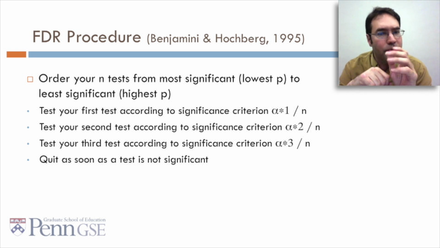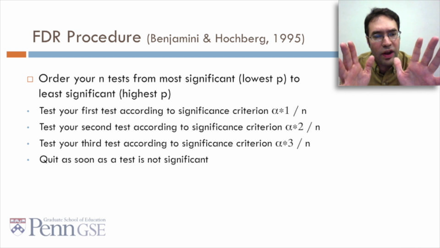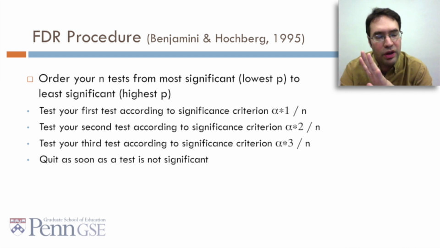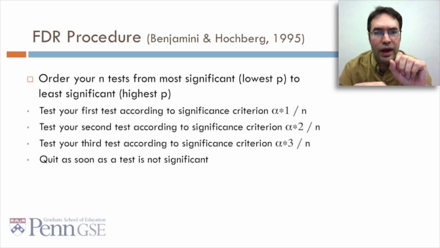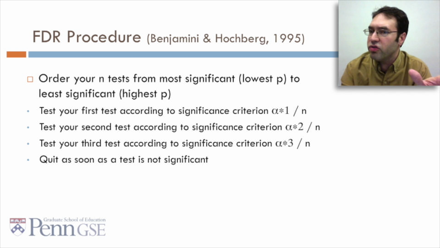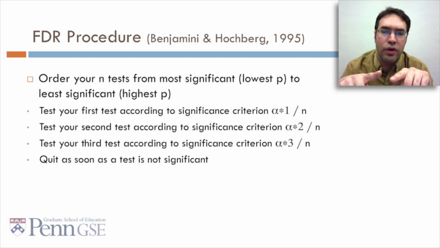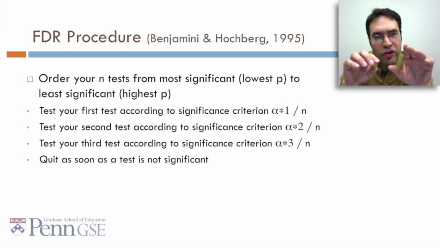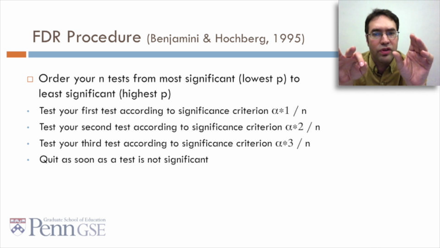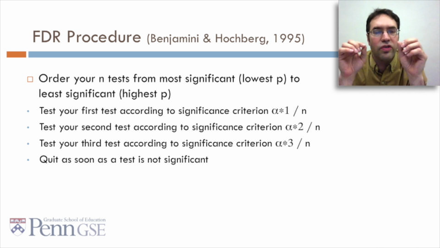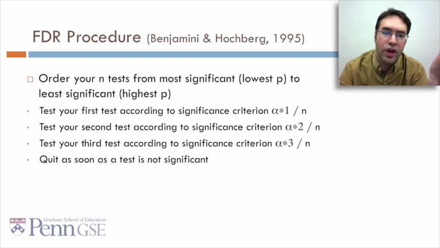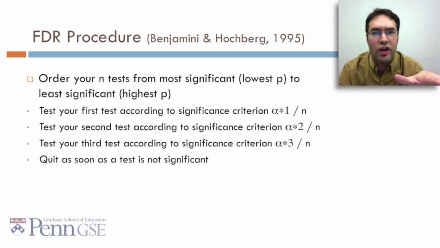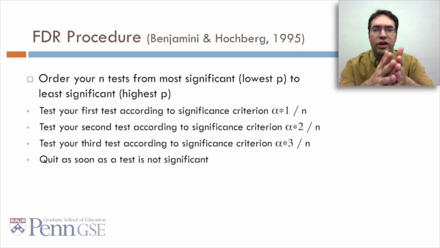In the FDR procedure by Benjamini and Hochberg, you order your n tests from the most significant, the lowest p, to the least significant, the highest p. Then you test your first test according to the significance criterion alpha times 1 divided by n. So on the first test, you're going to be just as strict as Bonferroni. On the second test, though, you're only going to be half as strict as Bonferroni because you'll test your second test according to the significance criterion alpha times 2 divided by n. And the third test, alpha times 3 divided by n, and the kth test by alpha times k divided by n. And you're going to quit as soon as the test isn't significant. As soon as the test is not significant, you just move on.